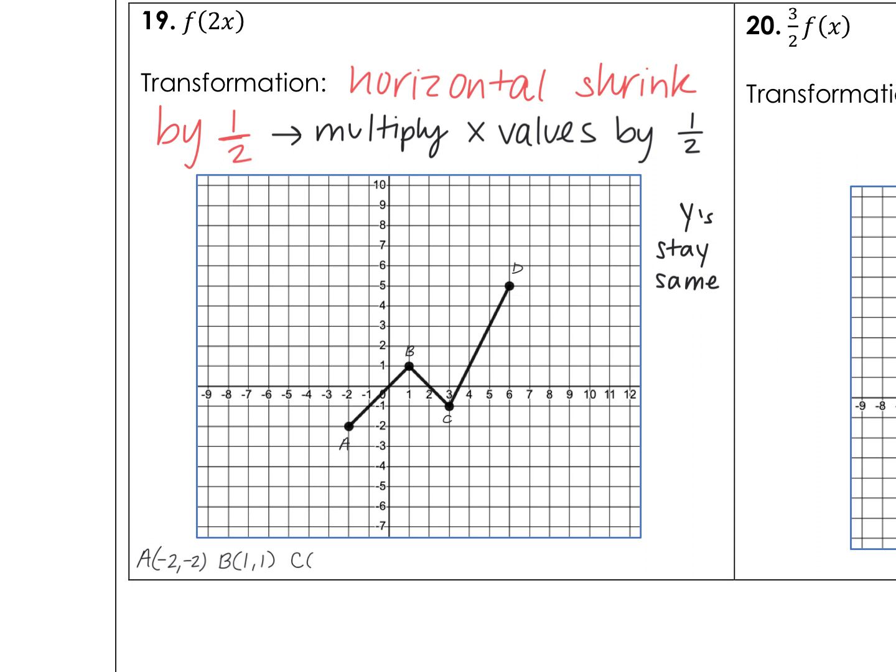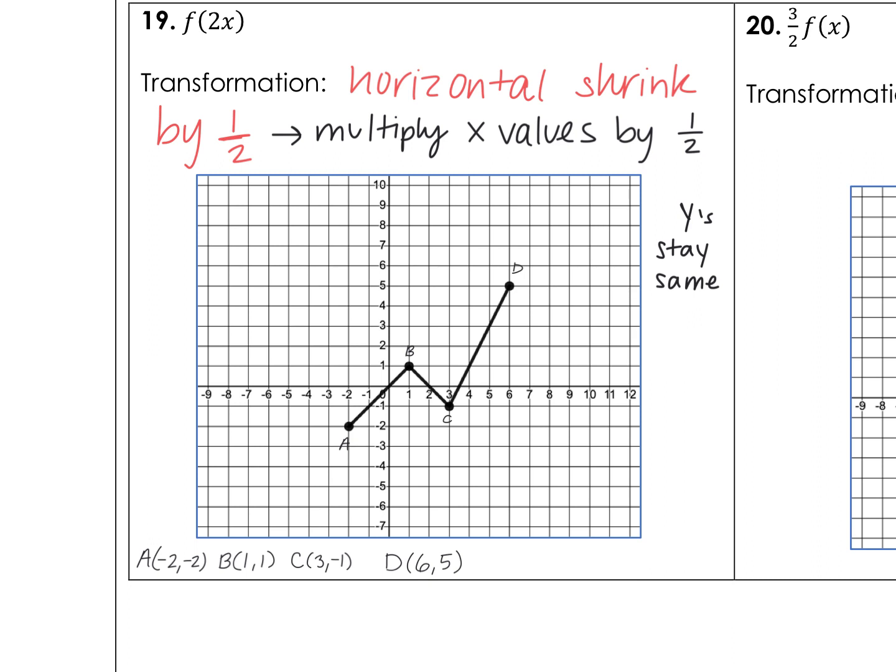C is at 3, -1. And D is at, I should have written that a little better, 6, 5. Agreed? Okay, so you're just writing down your 4 points right now. Here's what we have, and now we're going to transform it.